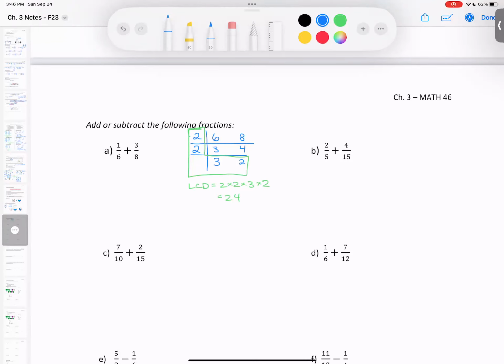Okay, so that means I want to write each of these fractions as equivalent fractions over 24. So we've got 1/6.